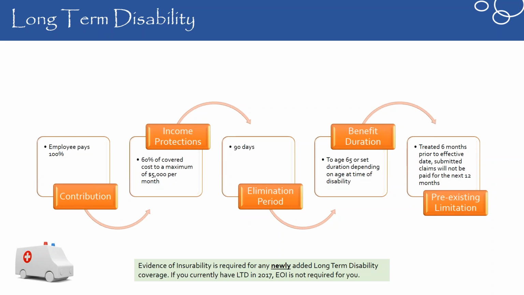The pre-existing limitation on this one is if you're treated for it 6 months prior to the effective date, submitted claims will not be paid for the next 12 months following that. Again, if you didn't enroll in it for 2017, but you want it in 2018, then you need to fill out the evidence of insurability form and turn it into Prudential.